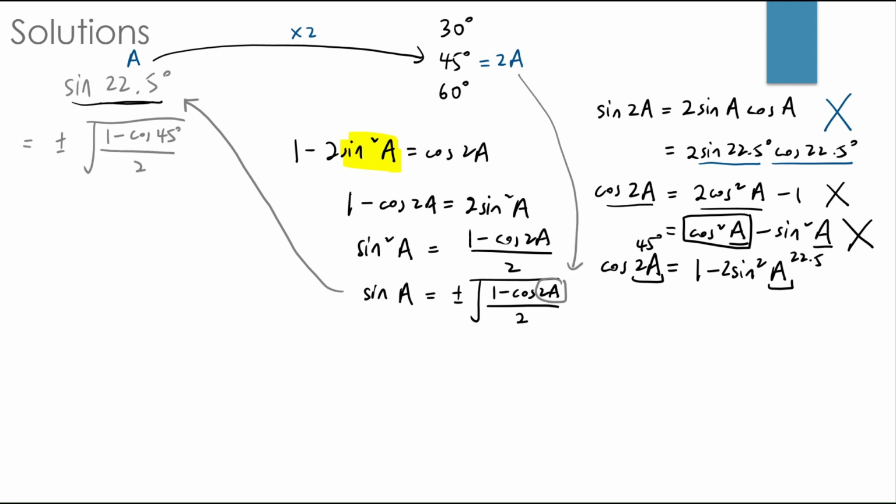Now, do we actually need the plus minus sign? The answer is no. The reason is because 22.5 is a quadrant 1 angle, which is an acute angle. Acute angle is always positive. So therefore, I don't need the plus minus sign. Now, 45 degrees is one of the special angles. Cos 45 degrees is root 2 over 2.